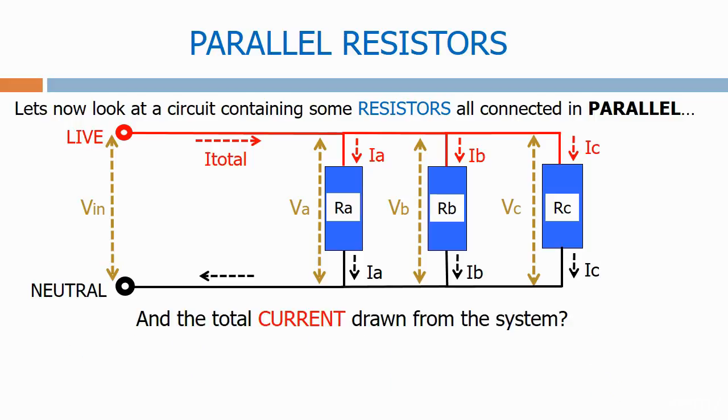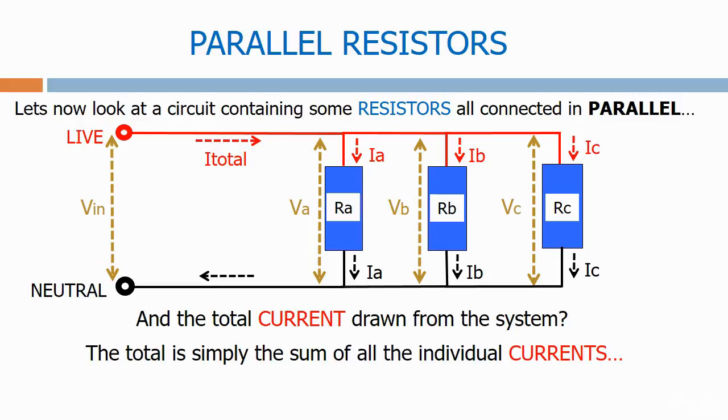And the total current drawn from the system? The total is simply the sum of all the individual currents. Therefore, I total equals IA plus IB plus IC.